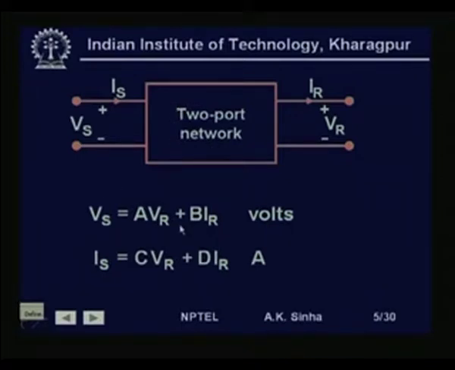For this two port network, we can write down the relationship between the sending end voltage and current in terms of receiving end voltage and current as V s is equal to A times V r plus B times I r volts, and I s, the sending end current, is equal to C times V r, the receiving end voltage, plus D times I r, the receiving end current. Of course, the unit will be amperes. Now, this is a general relationship for two port network.